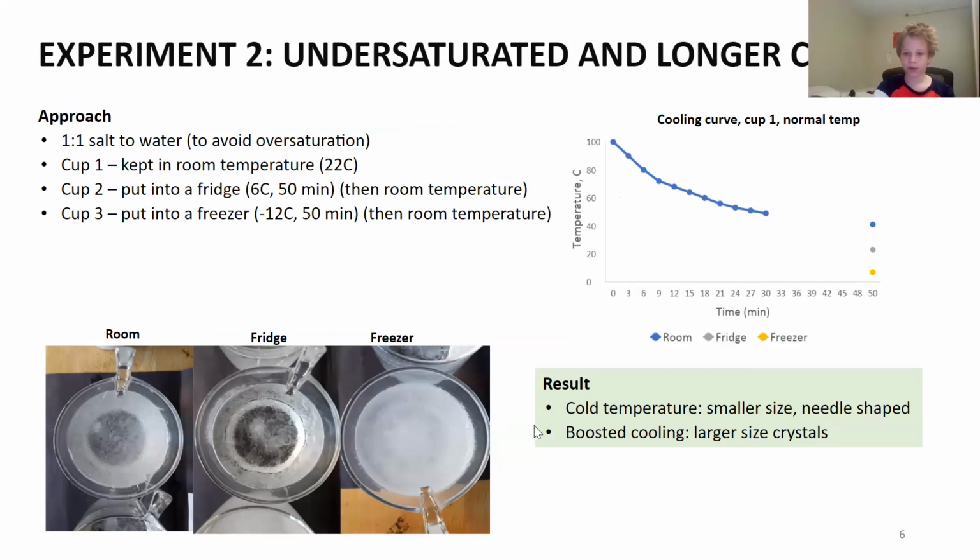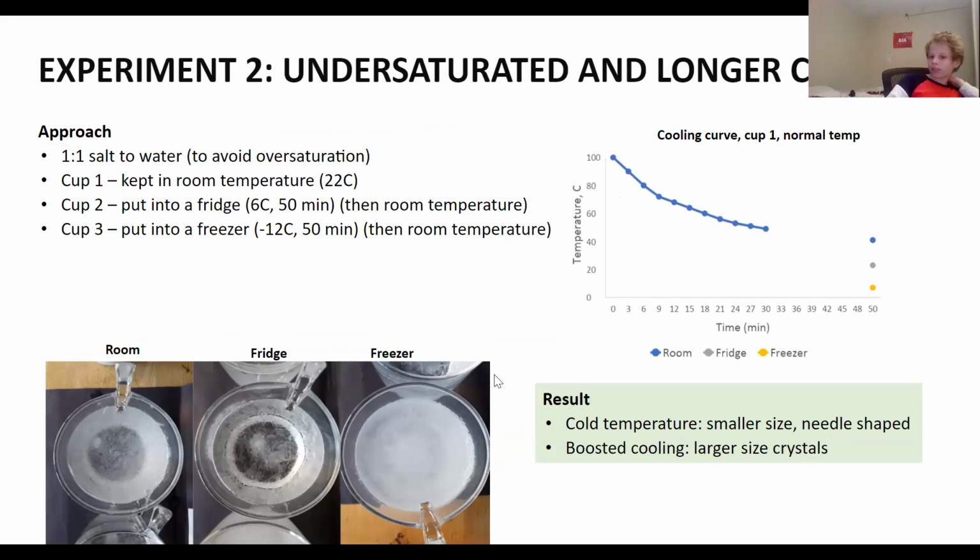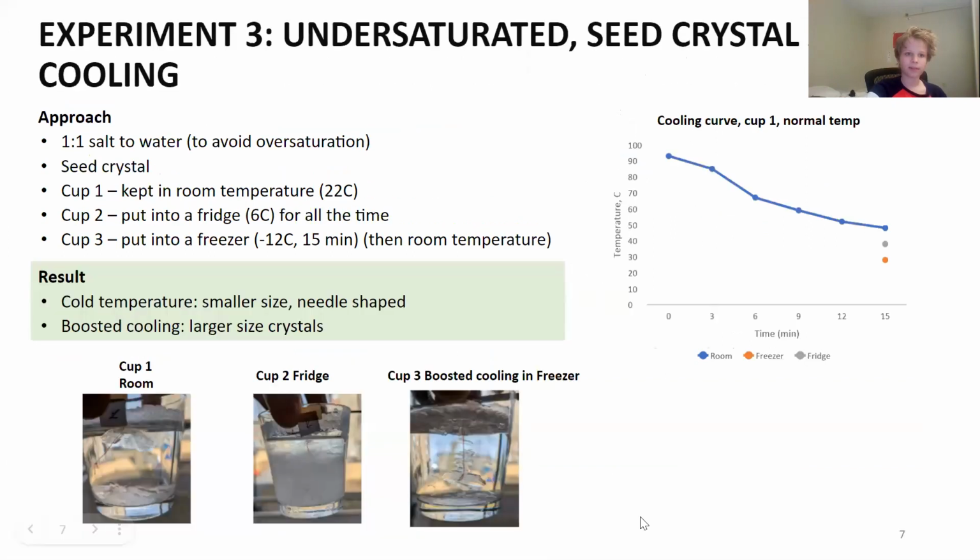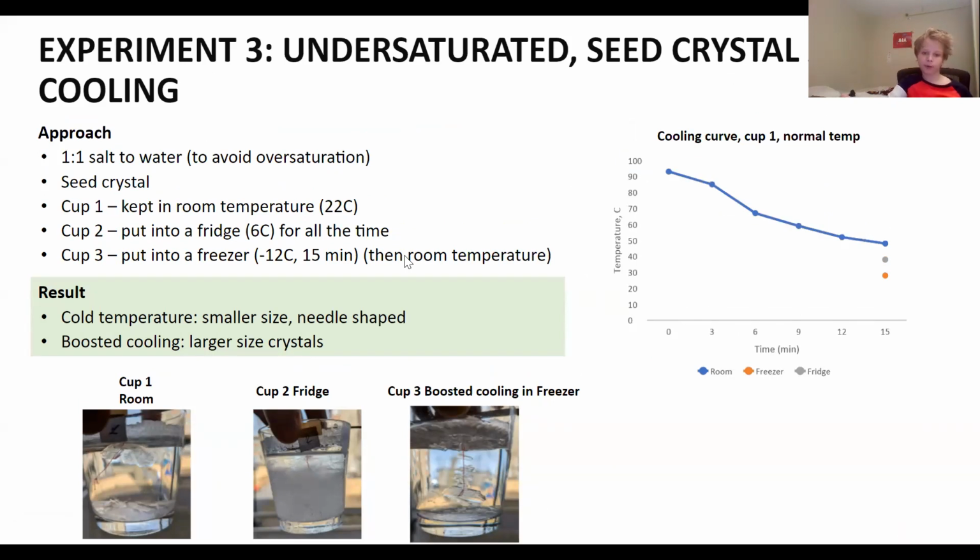The result of our experiment was that cold temperature makes smaller size needle-shaped crystals, and that boosting cooling makes larger size crystals. In experiment 3, we used an undersaturated solution with a seed crystal and cooling. The result of our experiment was that cold temperature makes smaller size needle-shaped crystals, and that boosting cooling makes larger sized crystals.